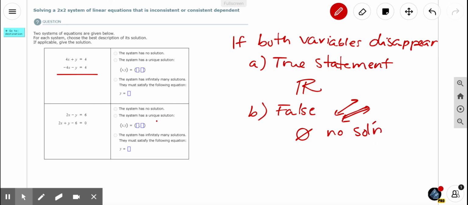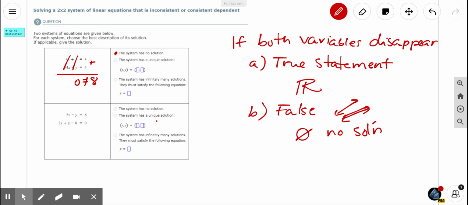So let's do these really quick. And they're giving you kind of easy ones. Check it out. This cancels, and that does not cancel when you add. So you get 0 equals 8. Well, that's not true. So therefore, the system has no solution.